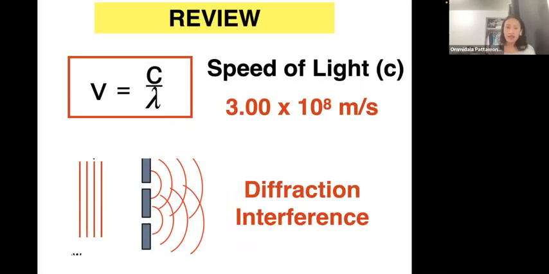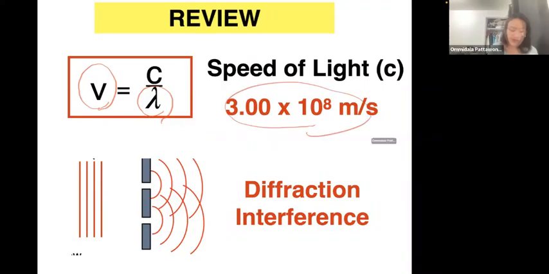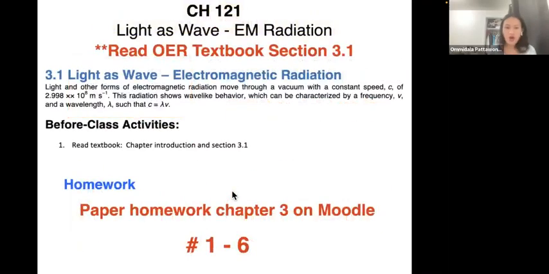The take-home message of this chapter section is that you will need to know the property of light as a wave. You will need to know the relationship between frequency and wavelength, and also the speed of light. The two experiments that confirm that light behaves as a wave are diffraction and interference. Please start working on your paper homework chapter 3, number 1 and 6. That is going to cover this chapter 3.1.